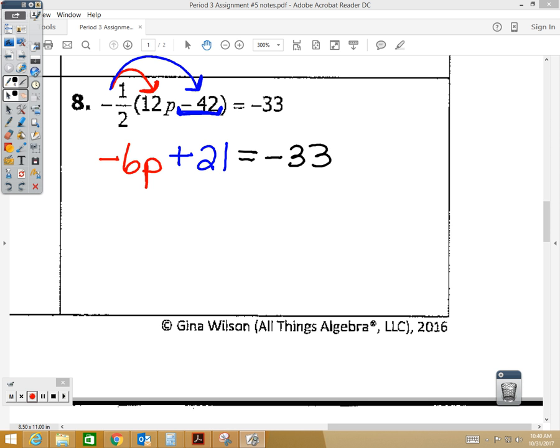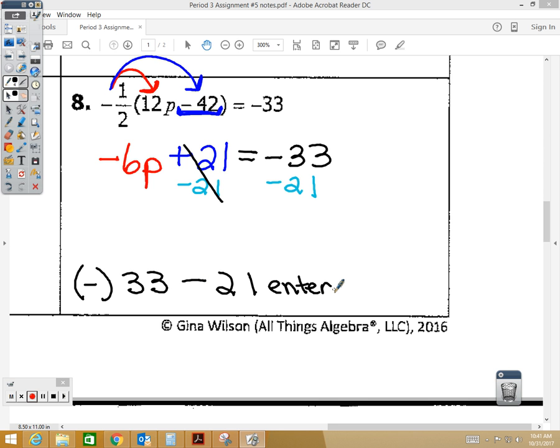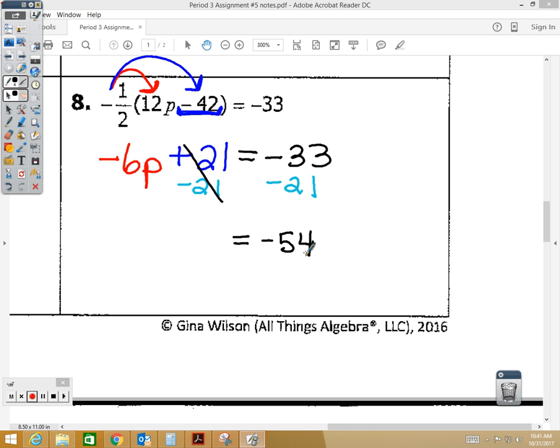So there was no real difference in how we solved this problem, how we distributed a fraction. We just had to do a little bit more thinking than maybe normal. Okay? What's my next step? Minus 21 from each side. So again, for those of you using a calculator, put your negative sign in, 33. Just use your normal minus sign, 21, and then hit enter. Yes, it's negative 54. If you were doing this in your head, since the signs are the same, you are adding the absolute values. So negative 6p equals a negative 54.